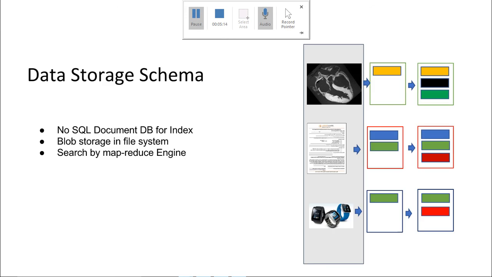For the data storage, we use two-layer storage. The top storage is a NoSQL document DB for the index. Each document is a key-value pair. The second layer storage is like a blob storage system, such as a file system, and all the search is by the MapReduce performed on the index.